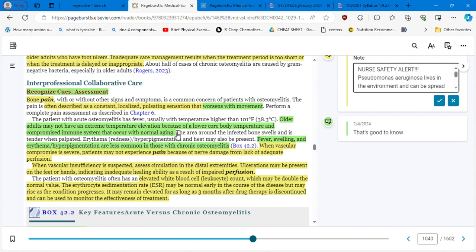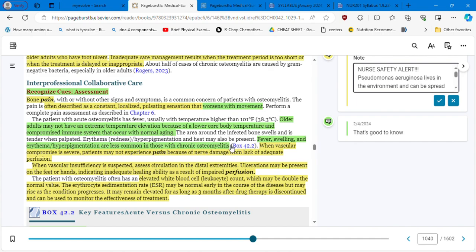In general, your older adults, you need to monitor for everything from urinary tract infection, at home, in the hospital. They are not going to complain. They are not going to tell you, I have fever. You need to be next to them and do your proper assessment. Fever, swelling, and erythema, hyperpigmentation are less common in those with chronic osteomyelitis.